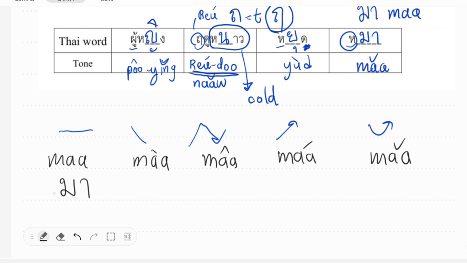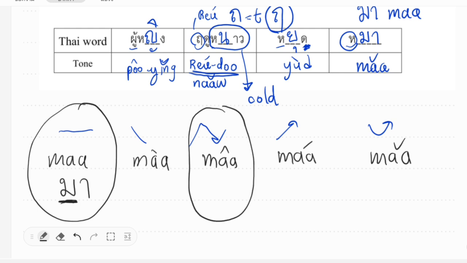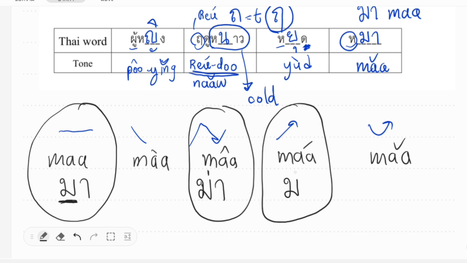Okay, we're gonna make ma. Mid, low class consonant mama, normally it can make only three tones: mid tone, falling tone, and high tone. So here you have to put this tone mark to become ma. This one is horse. This one is to come.